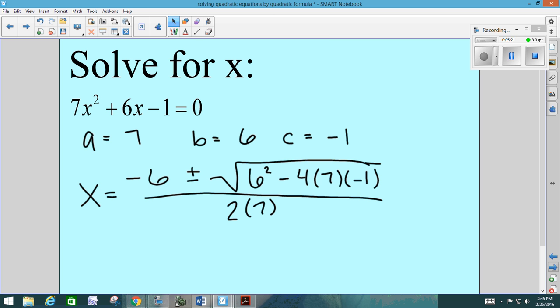I want to see that step of work. I want to see what a, b, and c values you plug in. The next step comes from your calculator, so if you don't have it, get it out, because you want it out.